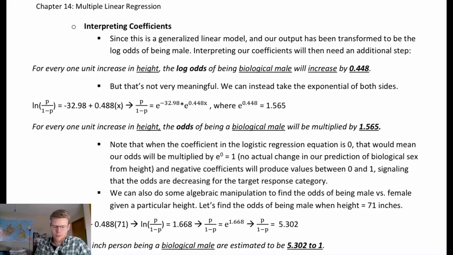To get to that form, what we need to do is take the log off of this side. If you remember algebra, you know that we can do the same operation to both sides and still preserve the equality of this equation. So if I take e to the log of p over 1 minus p, that's just going to be p over 1 minus p, because e is the inverse operation of a natural log. So e to the natural log just cancels out, and it just becomes p over 1 minus p.